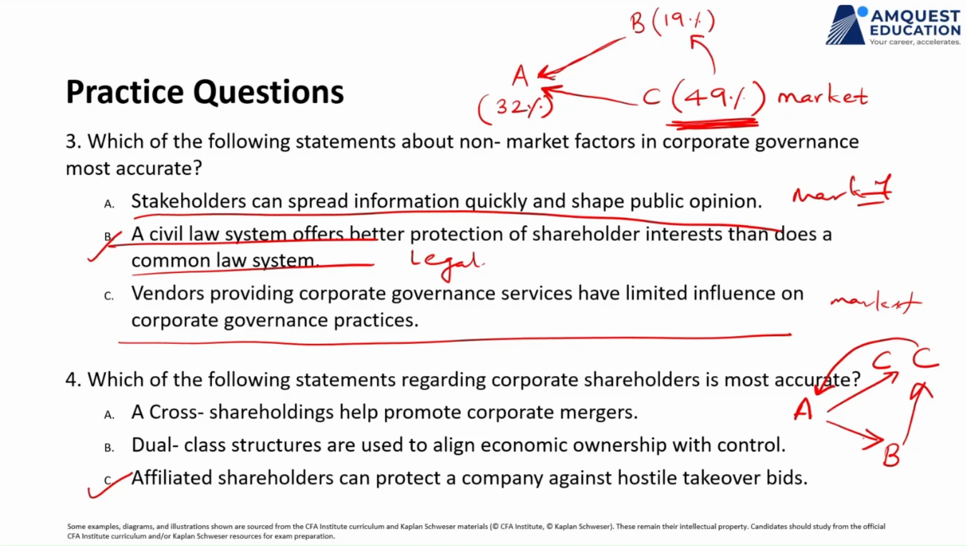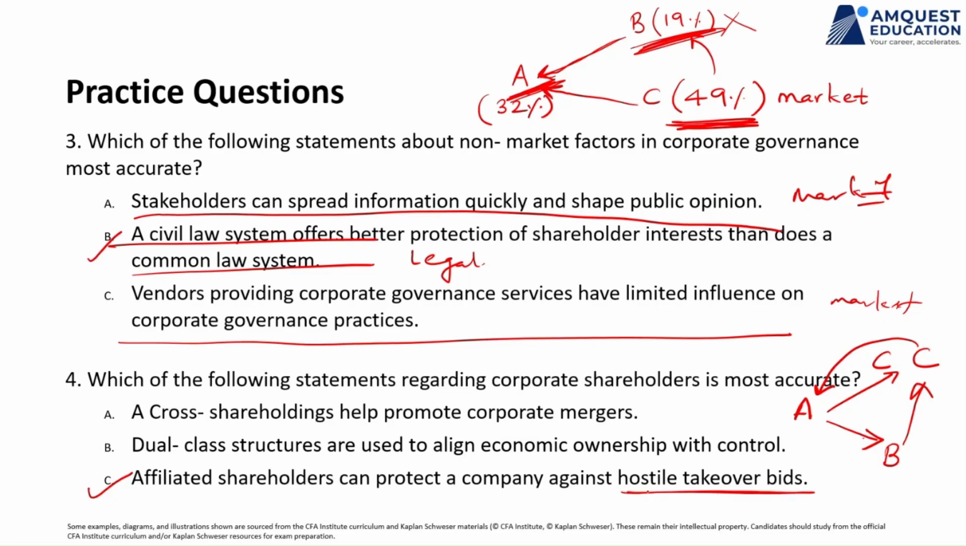They can call B and they can say, okay, give us 2%. B denies. B says, I'm not going to sell any of my shares. And therefore, B is acting as an affiliate shareholder for A. And B is saying, I'm friends of A and I can't sell my shares. So C cannot acquire the business.